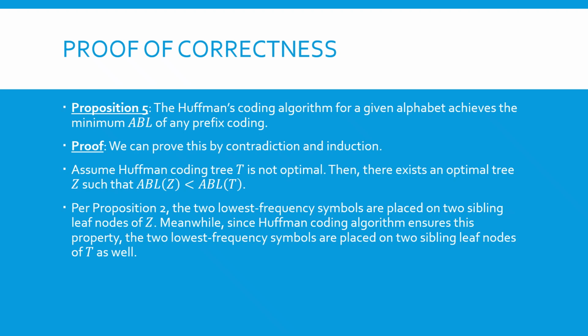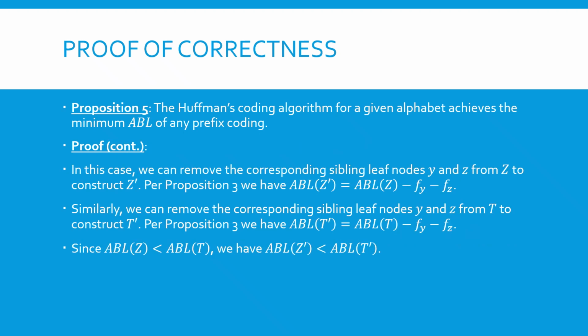By proposition 2, the two lowest frequency symbols must appear at the deepest leaf nodes in any optimal tree. Let these symbols be Y and Z. Removing the two corresponding leaf nodes from Z yields a smaller tree, Z prime. By proposition 4, we have ABL of Z prime equals ABL of Z minus Fy minus Fz.